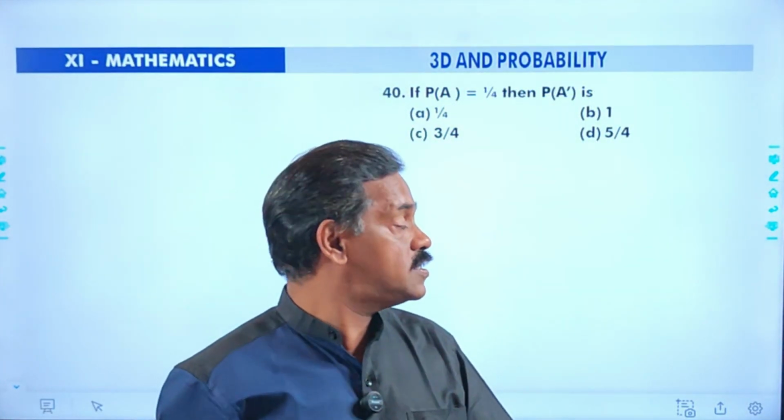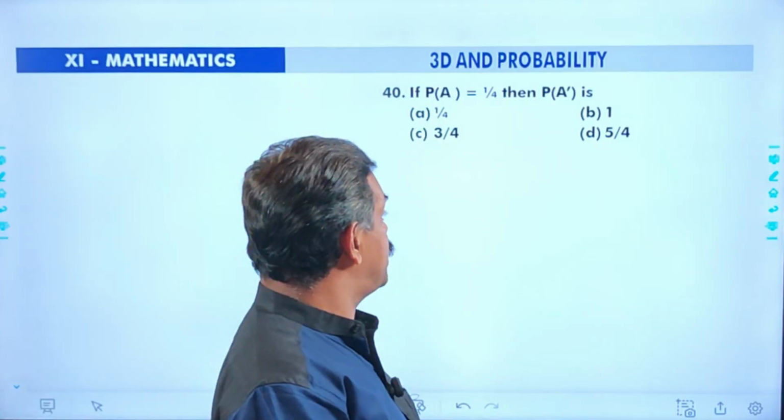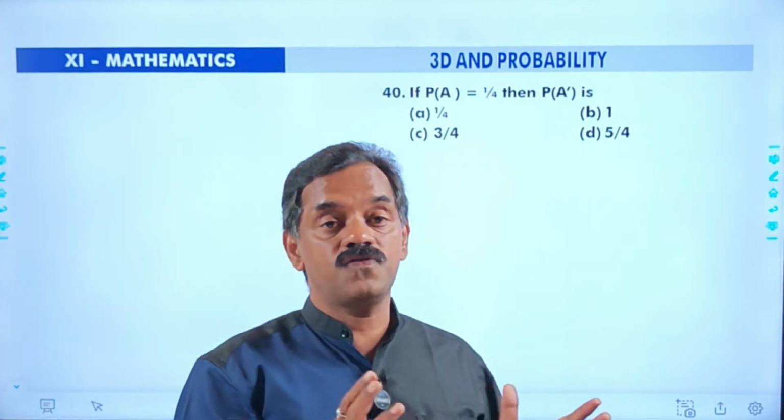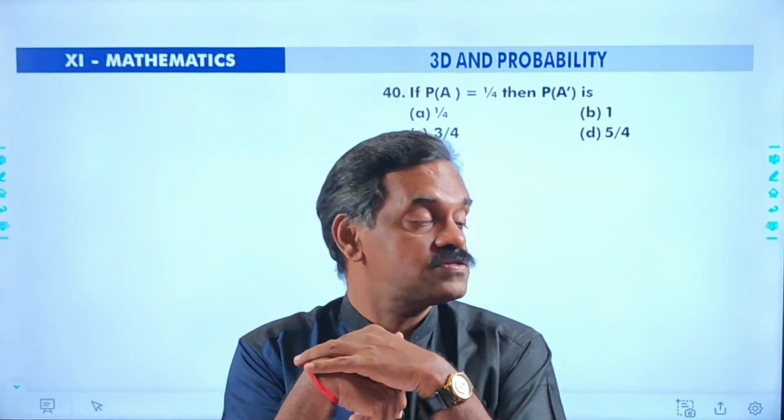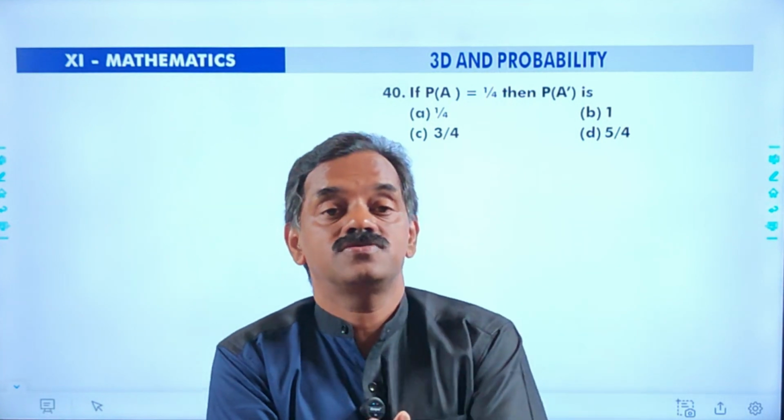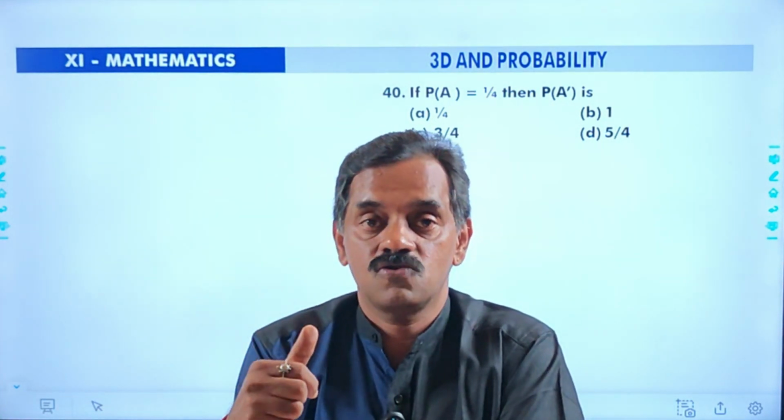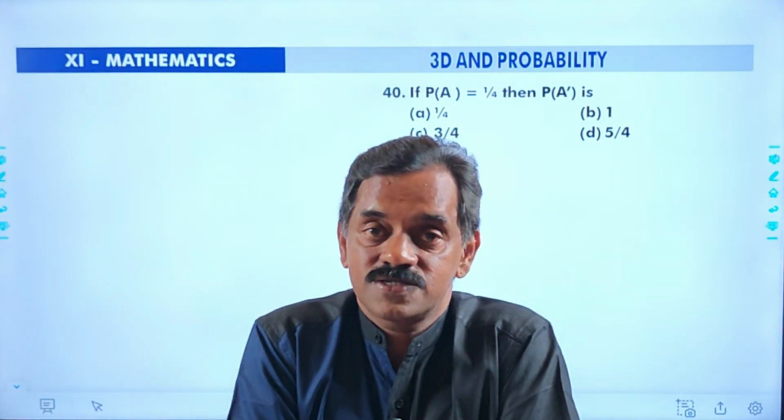Come to the last question. P of A bar equals 1, A is 1 by 4. P of A bar will be 1 minus 1 by 4, which is 3 by 4, which is given by choice C. Yes, that's how the discussion went.